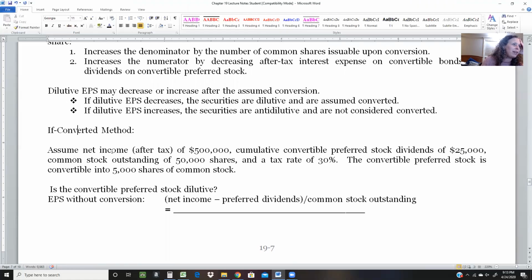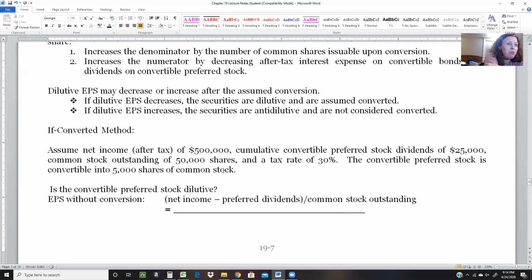Assume net income after tax of $500,000, cumulative convertible preferred stock dividends of $25,000, common stock outstanding of 50,000 shares, and a tax rate of 30%. The convertible preferred stock is convertible into 5,000 shares of common stock. We've never really talked about convertible preferred stock before, but if someone buys preferred stock and they'd rather have common, we sometimes let them trade it in for common shares.